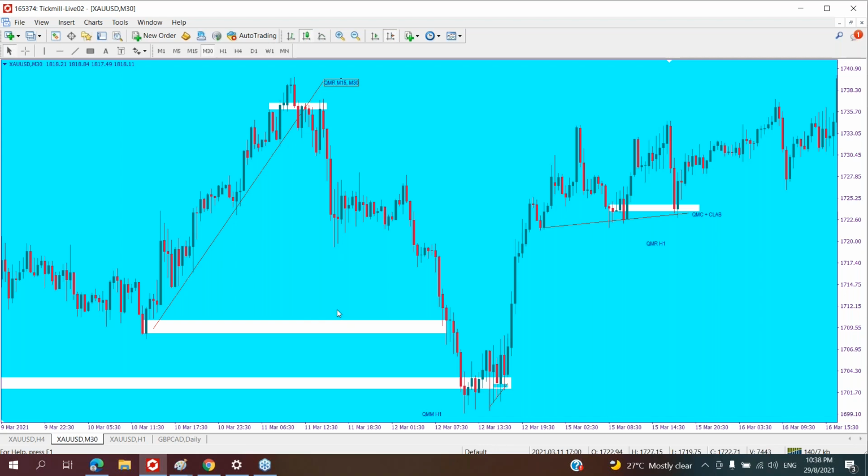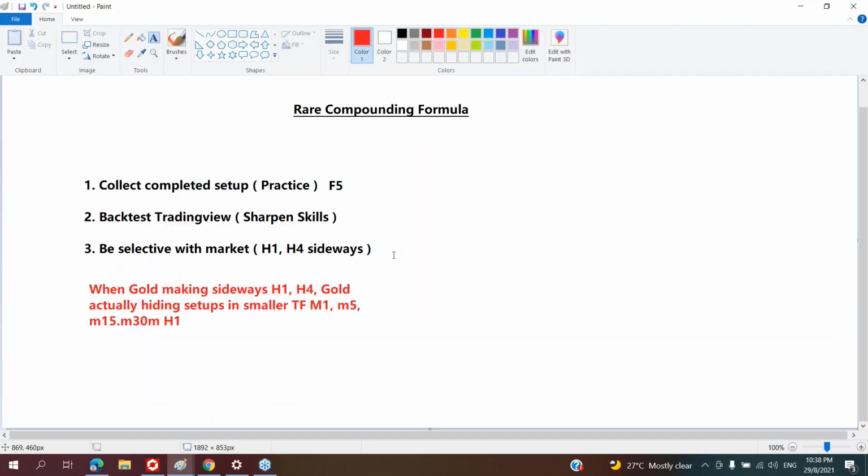I already subscribed to TradingView and done backtest. Tried GBP and gold, but after a while I realized gold has more fantastic five. Now I focus on gold only. Yeah, me too.